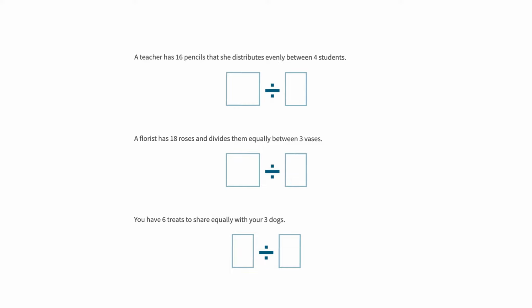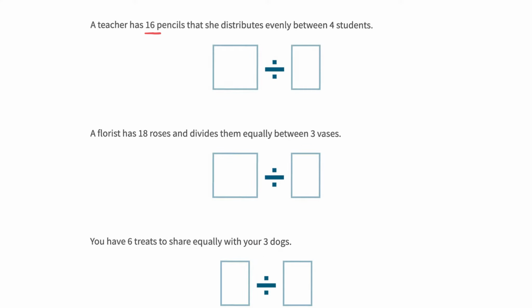So the first one says, a teacher has 16 pencils that she distributes evenly between 4 students. What would be the division sentence? 16 pencils that the teacher has and she's dividing them evenly. She gives out a certain number of pencils for 4 students. Good. So what would we start with? She has how many pencils? You can put your, 4.